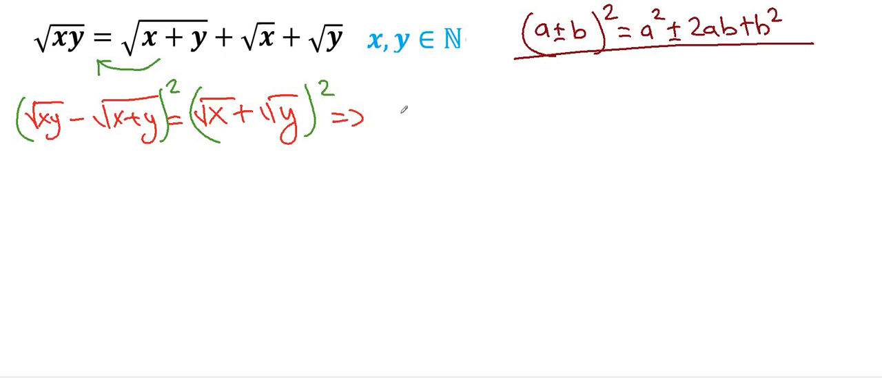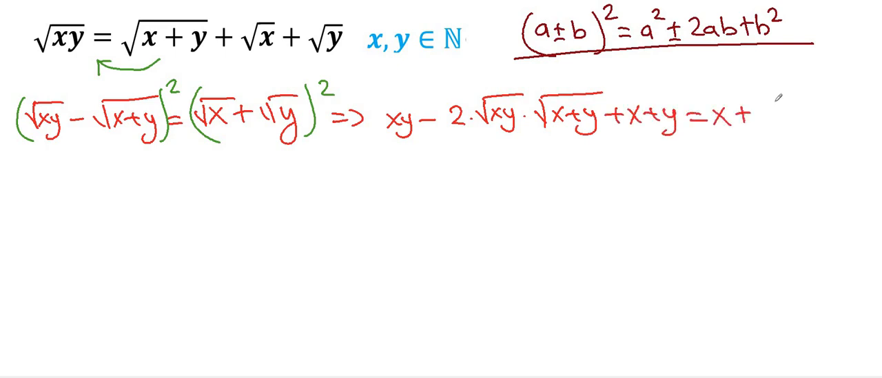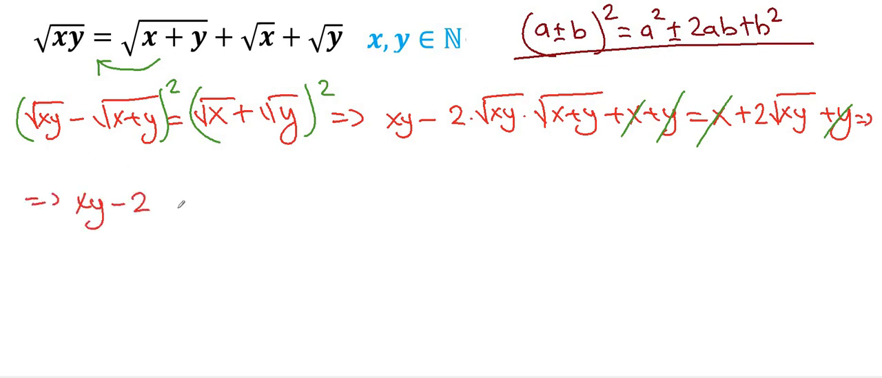Now from the left hand side I will get xy minus 2 times square root of xy times square root of x plus y, plus x plus y, is equal to x plus 2 times square root of xy plus y. And as you can see, we can cancel x and x, and y and y. So therefore the last equation gives us xy minus 2 times square root of xy times square root of x plus y is equal to 2 times square root of xy.